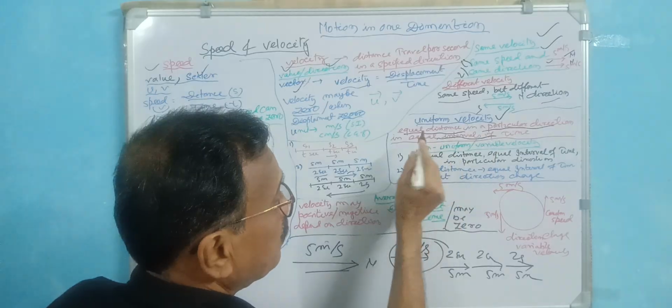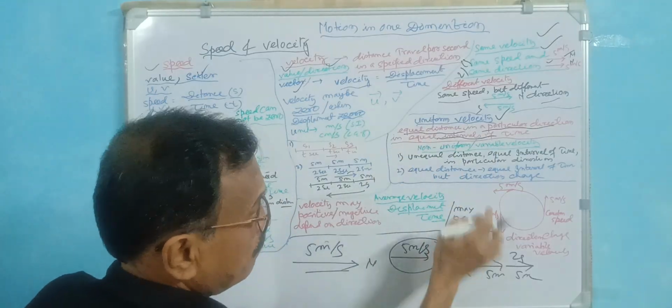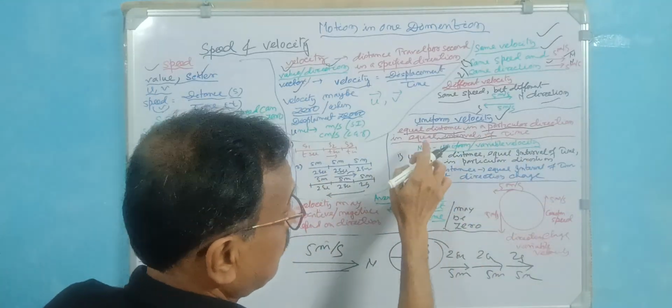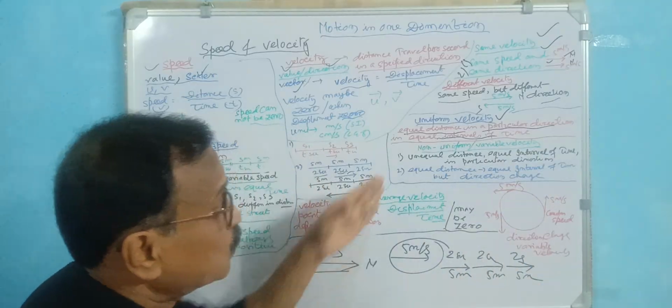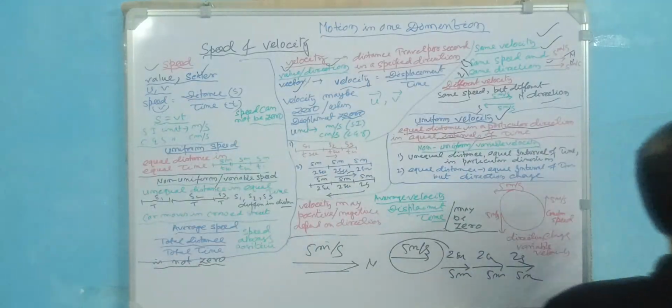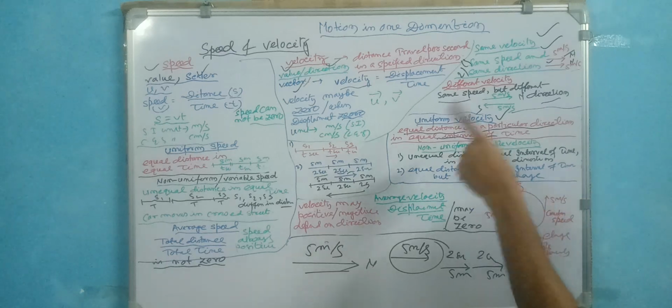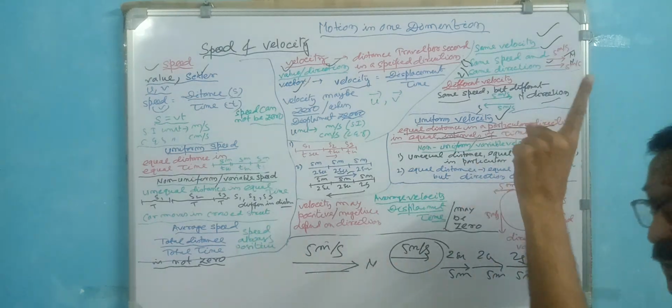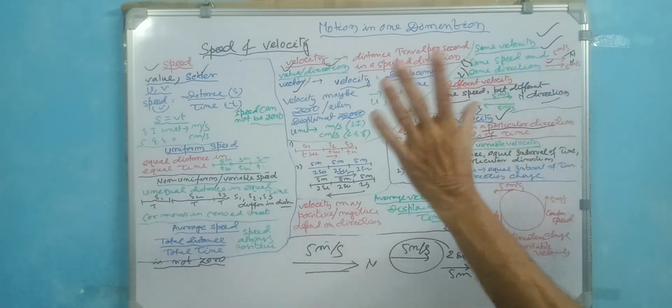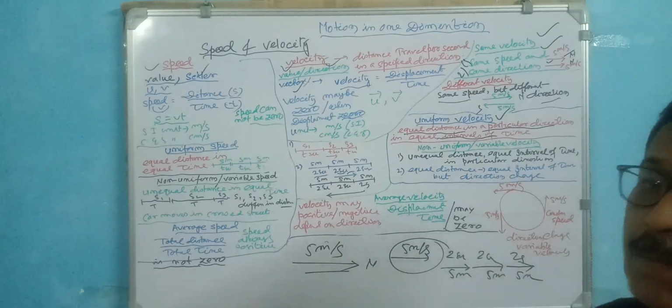So uniform velocity means equal distance in a particular, same direction, in equal intervals of time. This is called the uniform velocity. The two or three things are: equal distance, the same direction, and equal interval of time. This is the uniform velocity.